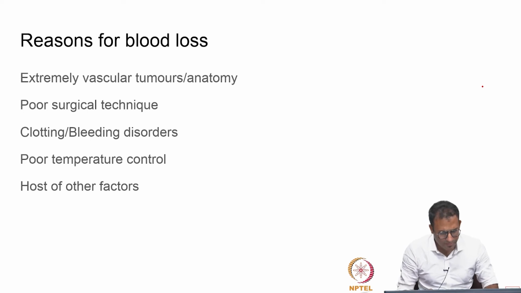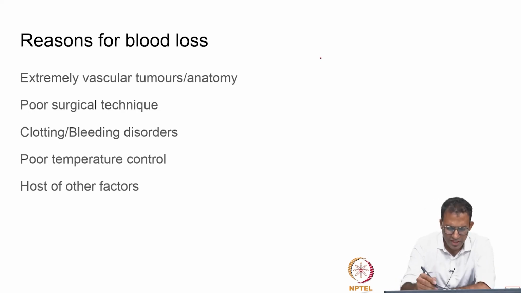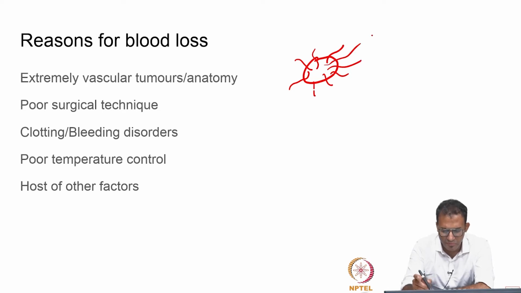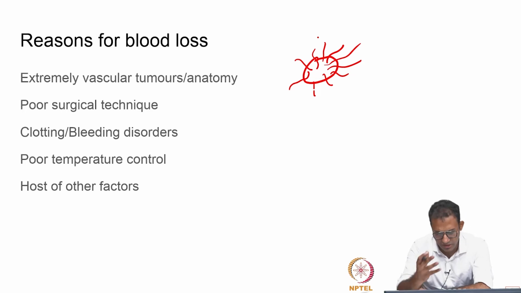There are multiple reasons. So when we are operating, certain surgeries are prone to higher blood loss. If you are operating on certain vascular tumors, many of the brain tumors are extremely vascular. So if there is a tumor, it is supplied by a multitude of blood vessels, and these blood vessels arise from major sources or may arise from the bed of the tissue. These extremely vascular tumors, which have an extremely vascular anatomy, when I say vascular, I mean that it is supplied by a lot of blood vessels.